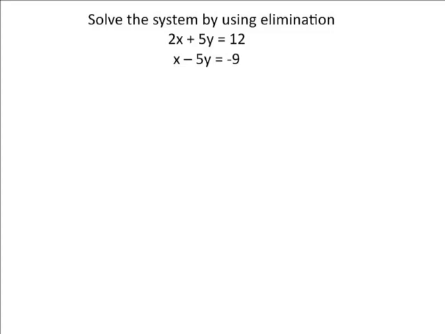Solve the system by using elimination. First, I need to choose which variable would be the best to get rid of. The best one to get rid of would be the y's, okay? And we're going to get rid of the y's because they have the same number in front, the same coefficient. Now, I've got to make a decision. Am I going to add or am I going to subtract? I'm going to add these together because they have different signs.